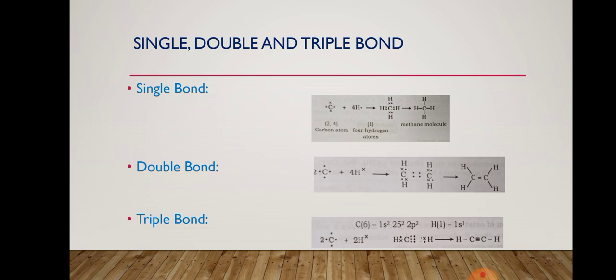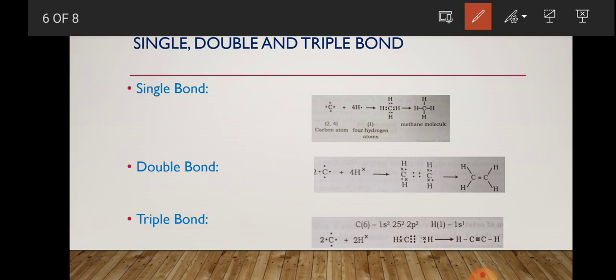Now, I would like to discuss single, double, and triple bond. At first, single bond. A covalent bond formed by mutual sharing of one pair of electrons is called single bond. And a single bond is represented by a small line, like this.